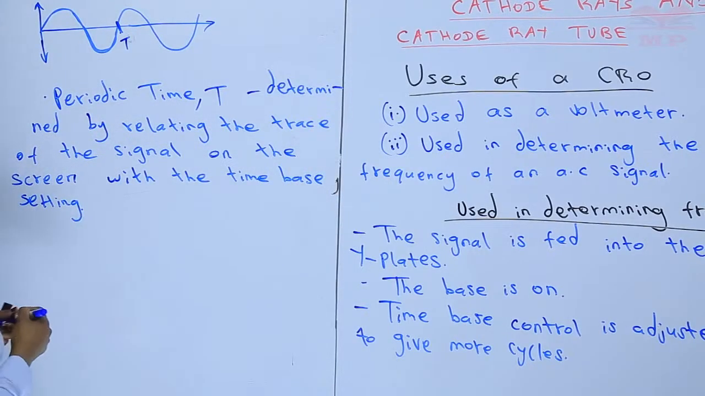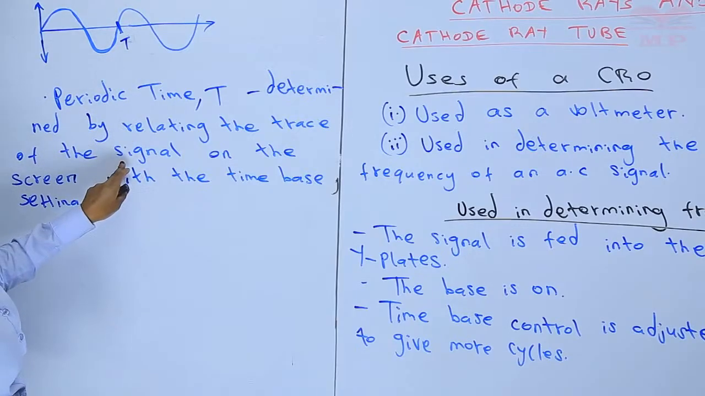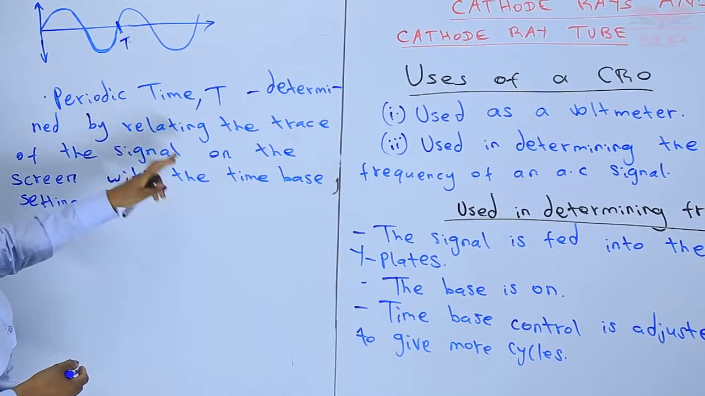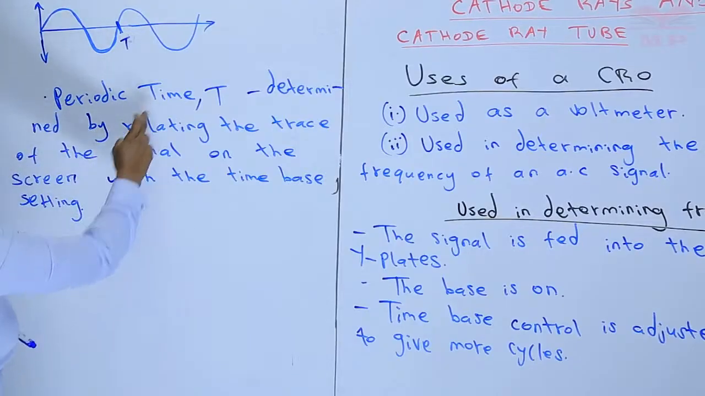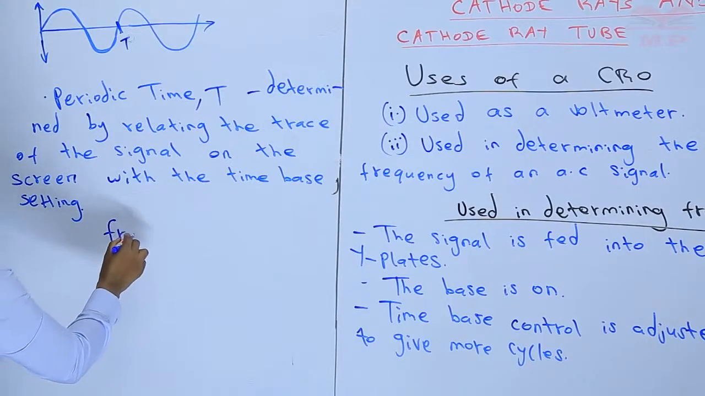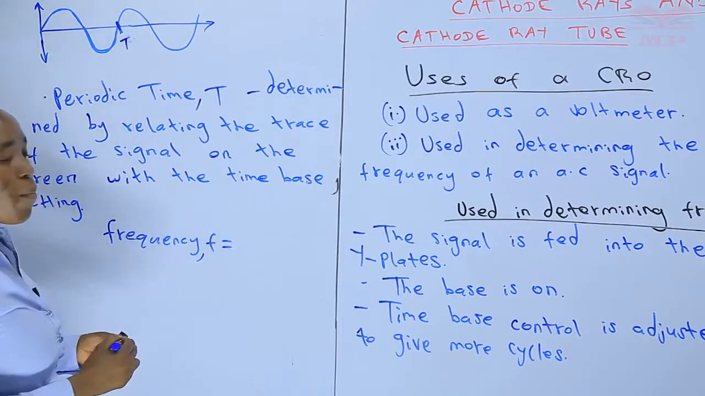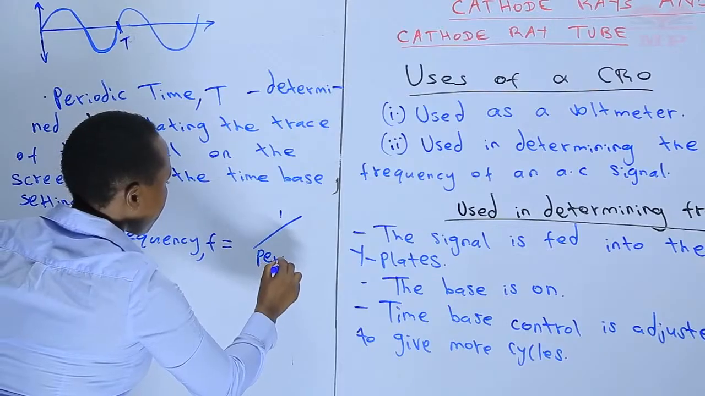So the periodic time is determined by relating the trace of the signal on the screen with the time base setting. We are able to get the periodic time because the time base is on. So when we get the periodic time, we can now calculate the frequency F by the formula. Frequency is simply the reciprocal of the periodic time.